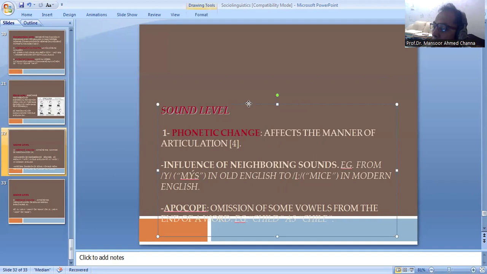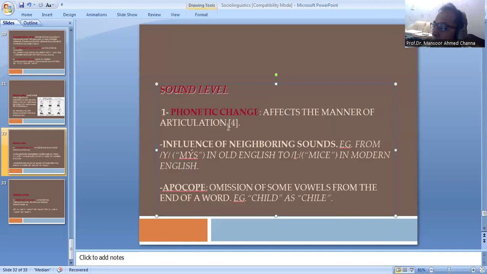Sound level: phonemic change affects the manner of articulation, through the influence of neighboring sounds, for example from mys in Old English to mice in Modern English. Apocope: omission of some vowels from the end of a word is called apocope. For example, cild became child.